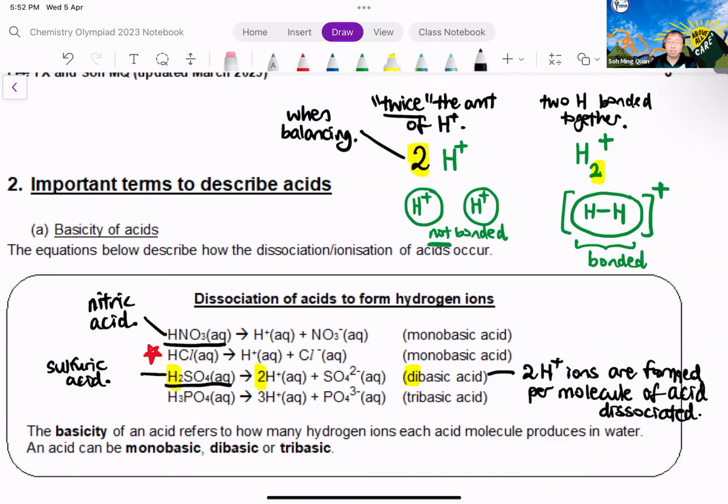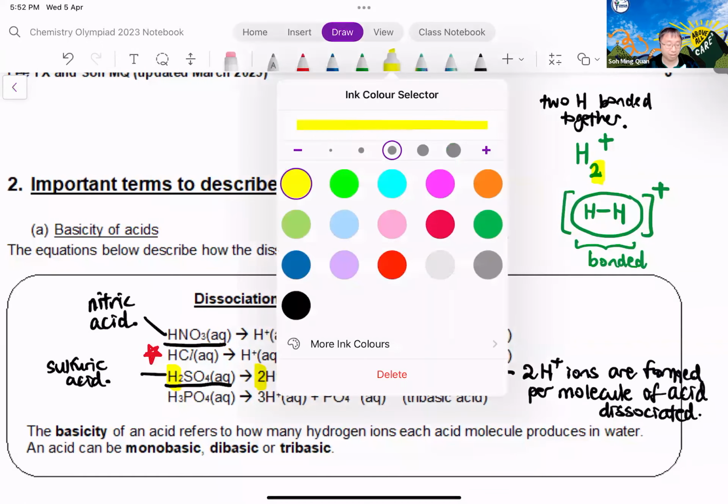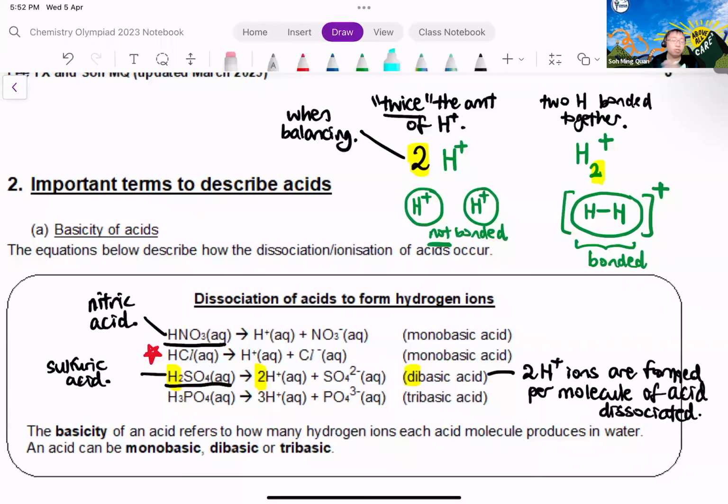Now, at this juncture, I would also like to cover something else which is related. Do you realize all of them are acids because they produce H+? This is the definition: produce H+ when dissolved in water. But what other ion is produced is also worth investigating.